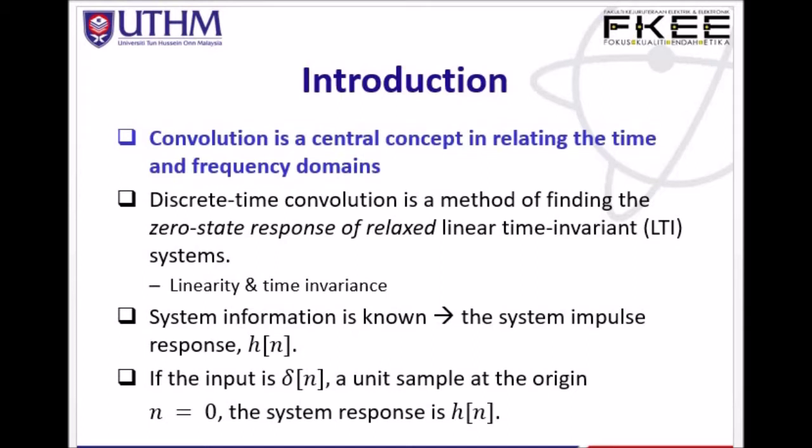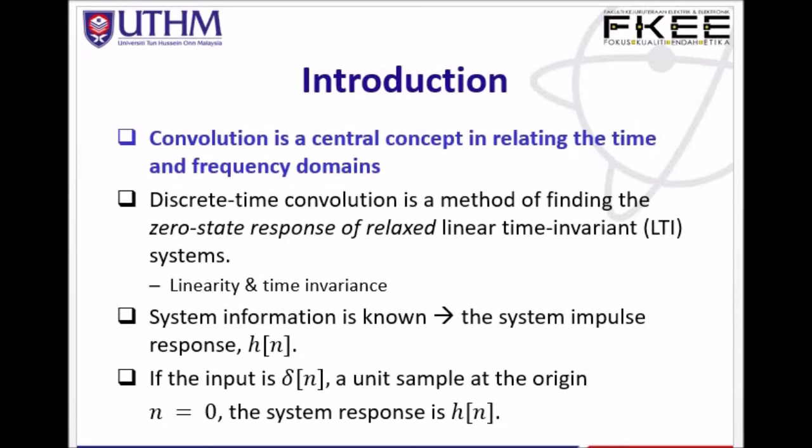In digital signal processing, discrete-time convolution is a method of finding the zero-state response of a relaxed LTI system, in which we have to fulfill linearity and time invariance. A system is time invariant if the form of its impulse response does not depend on the time that the impulse is applied. Or we can say there is no difference in time.